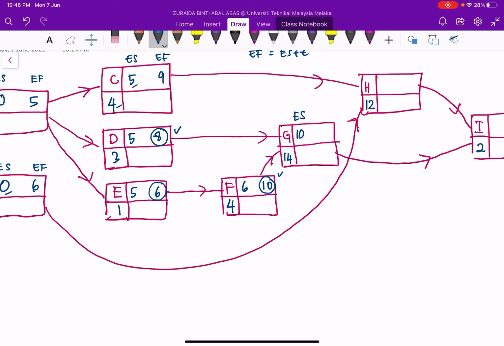Then the earliest finish time for G is 10 plus 14, which is 24.